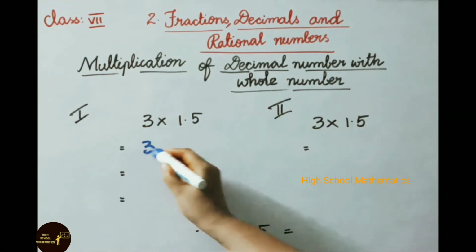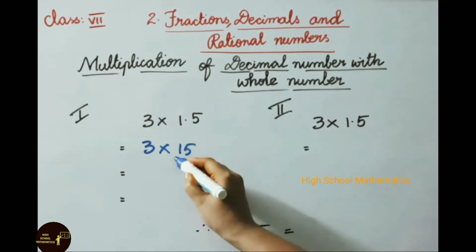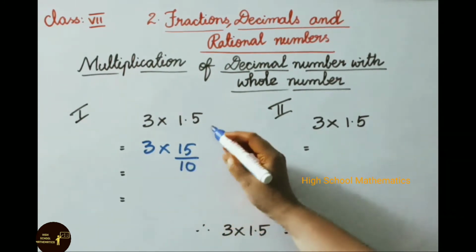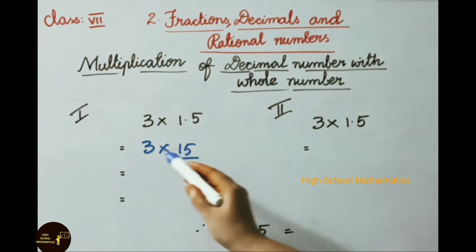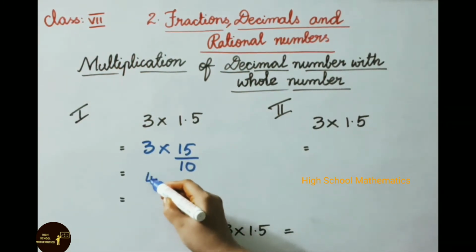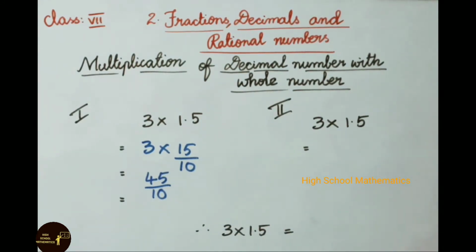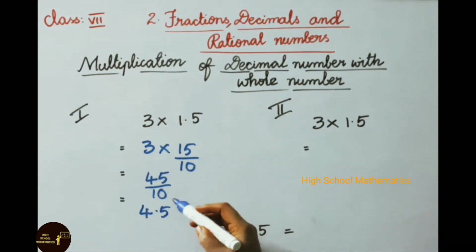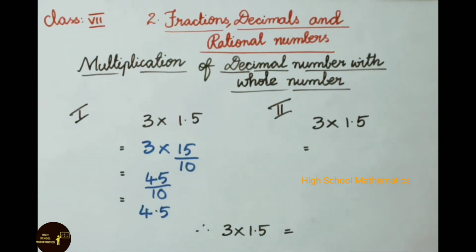Write down 3 into 1.5 can be written as 15 by 10. Why? Because the decimal point is after only one digit, so we have to write by 10. Now multiply the numerator, 3 into 15, that is 45 by 10. 45 by 10 means 4.5. Since denominator 10 is there, from the right side one digit before we have to place the decimal. So the answer is 4.5.